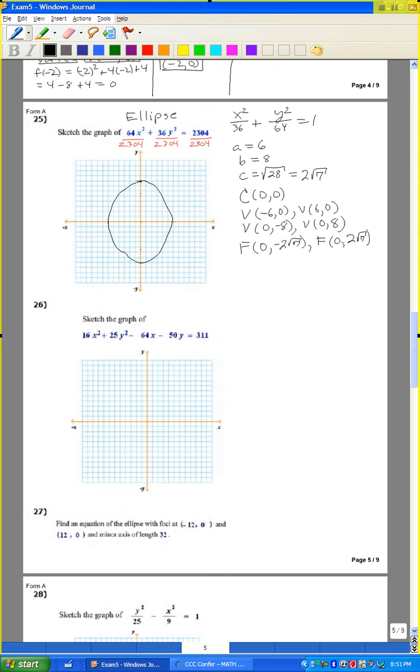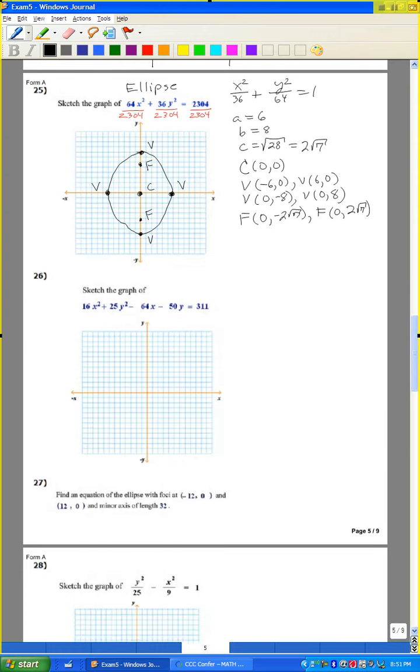Okay, it's a little squiggly, but good enough. So here's a vertex, vertex, foci, center, foci, foci, vertex, vertex. Okay, good enough. That's good enough.